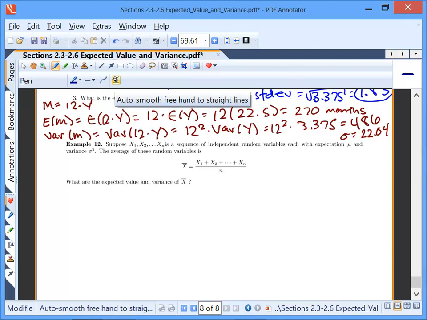Suppose that x1, x2, up to xn is a sequence of independent random variables, each with expected value mu and variance sigma squared. We define the average. How do we always find an average? We add them up and divide by how many there are. So the average is defined as x1 plus x2 all the way up to xn divided by n. Again, these are each random variables and they are independent of each other. We want to find the expected value and variance of our mean.